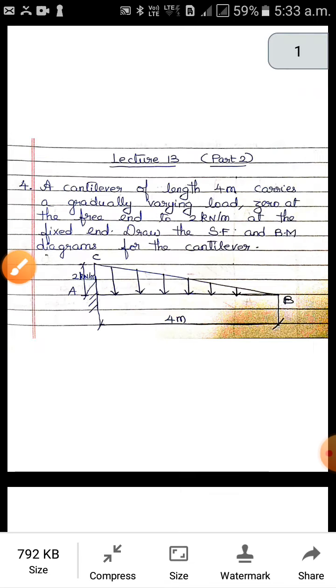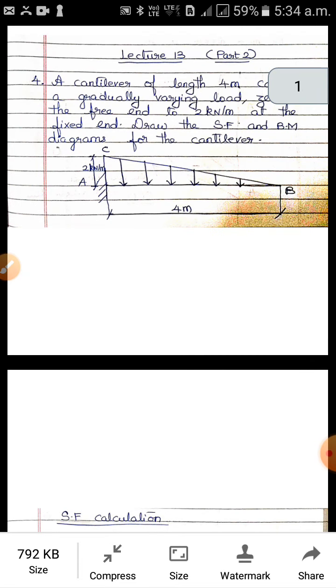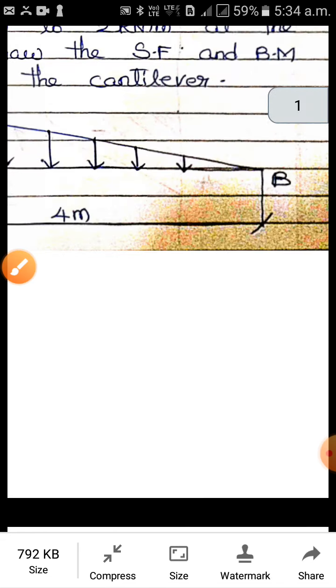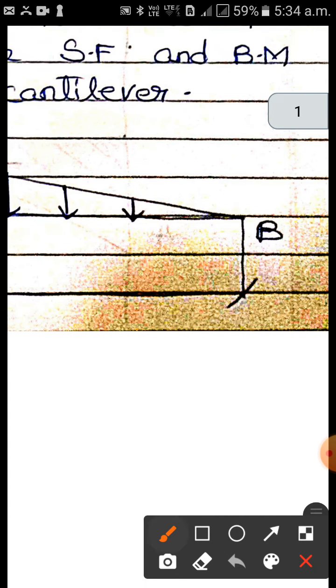So coming back to the problem, a cantilever of length 4 meters carries a gradually varying load, 0 at the free end, and 2 kilonewtons per meter at the fixed end. The free end is always B for a cantilever. You have to draw the shear force and bending moment diagrams. We'll start with the shear force calculation as always. B right, no load, 0. B left also 0. So B right and B left are 0.